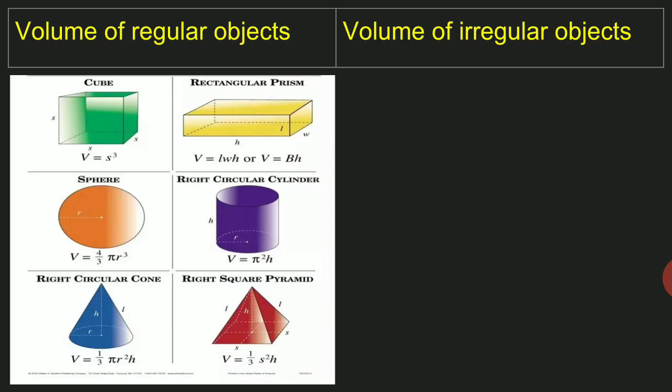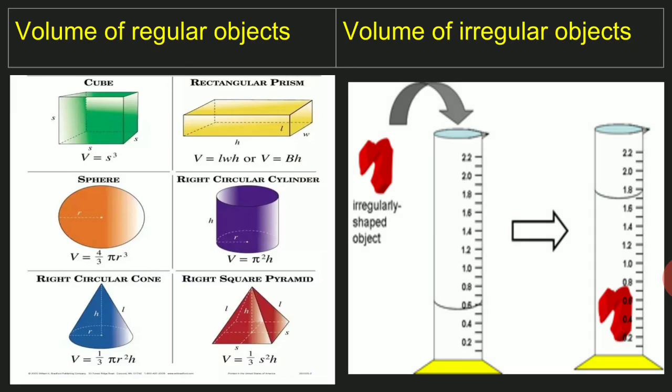Volume of a sphere has a formula 4/3 pi r cube. Volume of a circular cylinder is pi r square h. Volume of a right circular cone is 1/3 pi r square h. Whereas volume of a right square pyramid is 1/3 s square h.